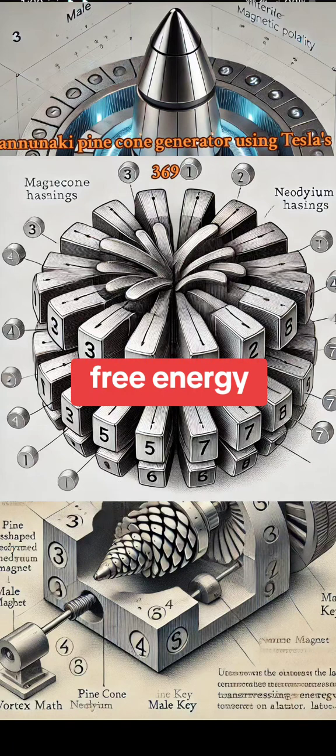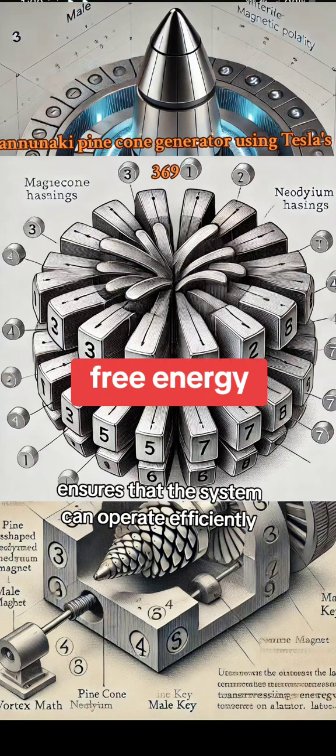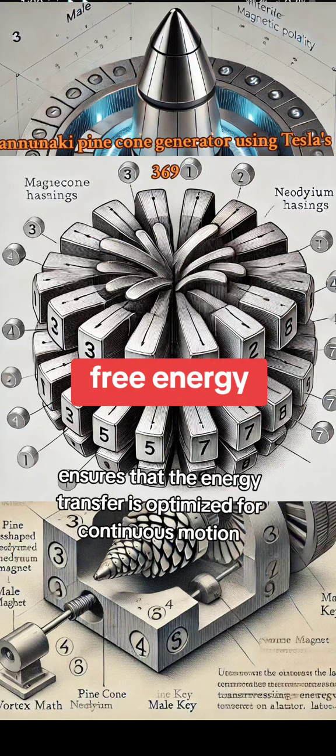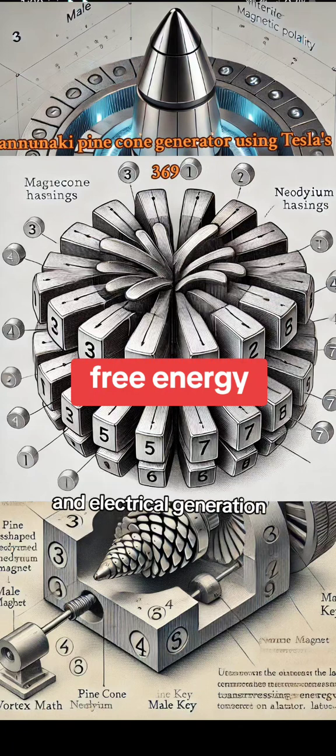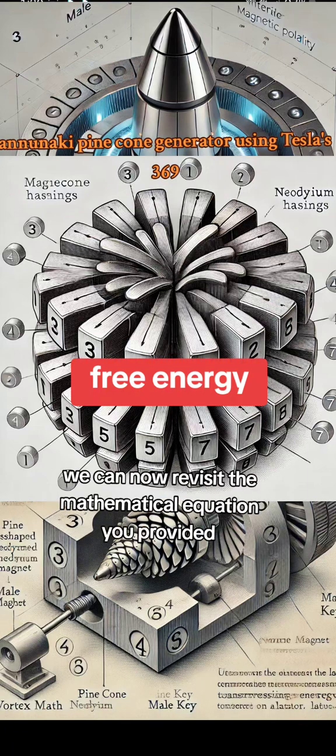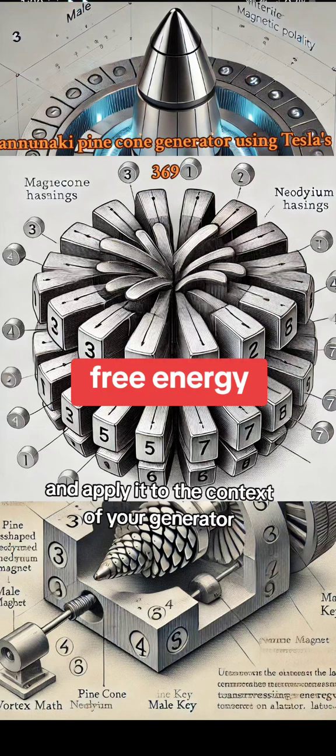The lathe's compression allows the male key to spin within the female housing, which in turn drives the alternator. Precision and control. The lathe's ability to fine-tune the pressure and speed ensures that the system can operate efficiently. The vortex math-based timing of the magnetic interactions ensures that the energy transfer is optimized for continuous motion and electrical generation.